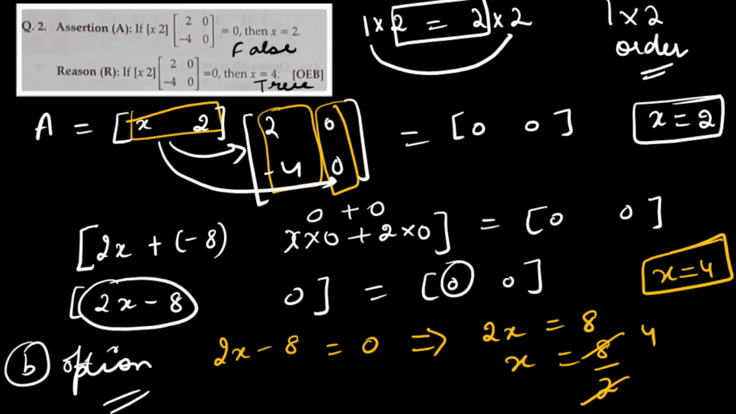A is true, R is false. Option A is false, R is true is option B. Let's do next question.